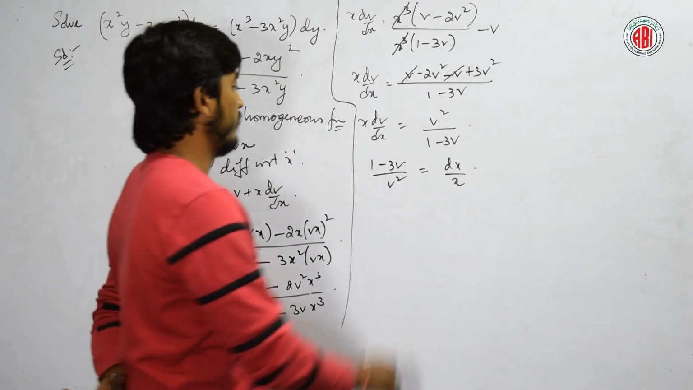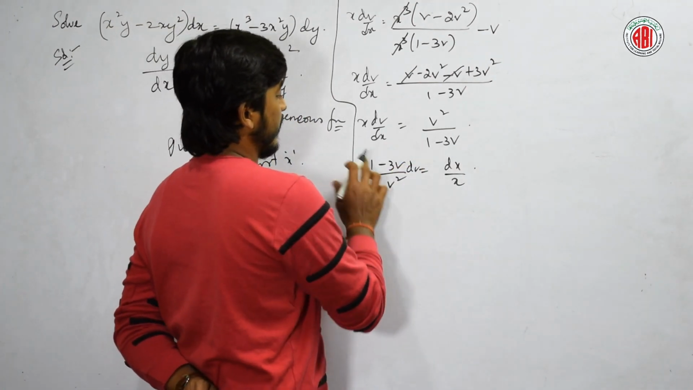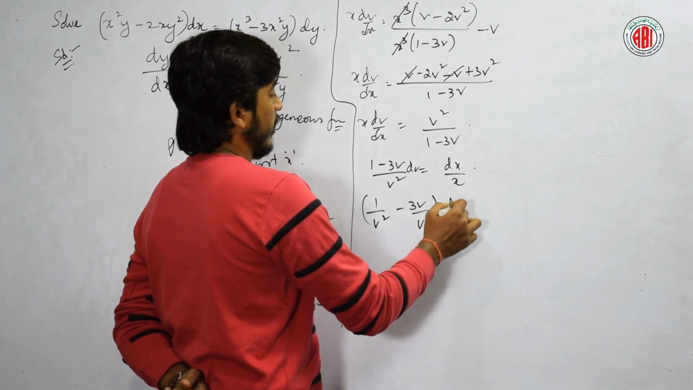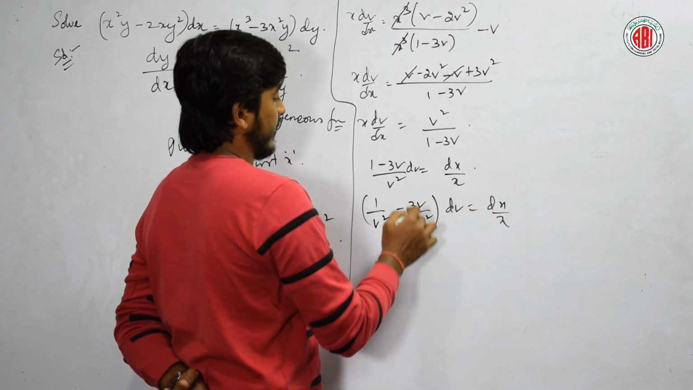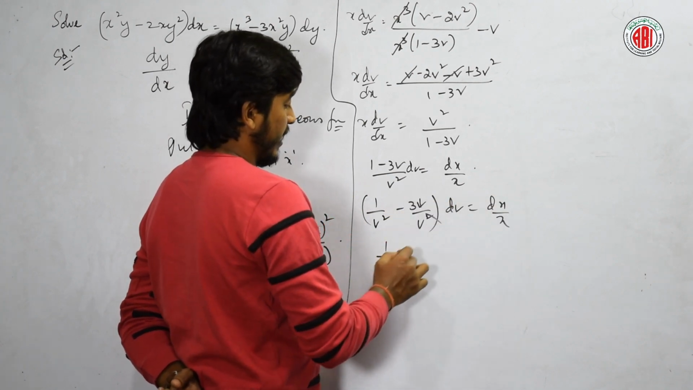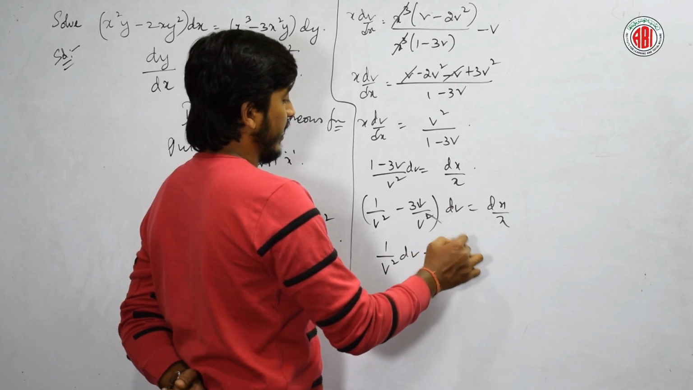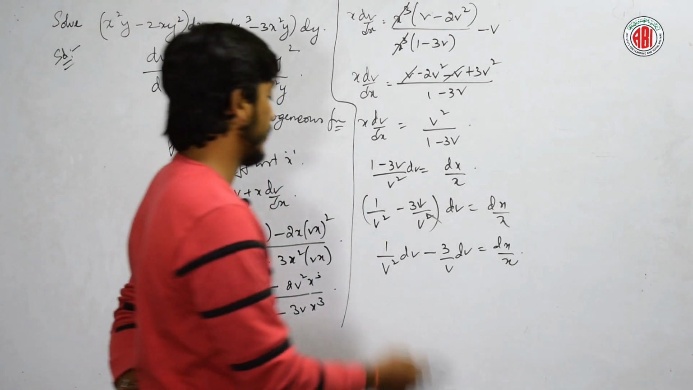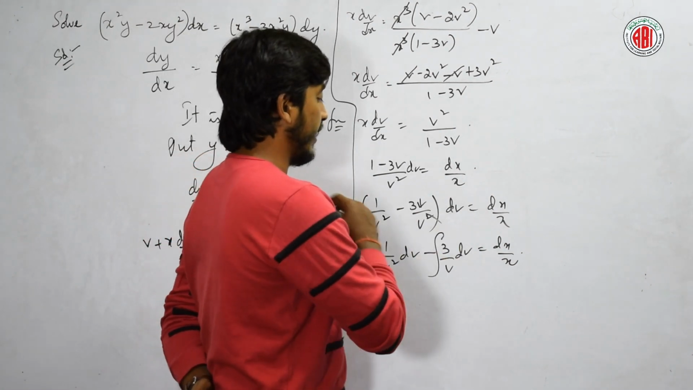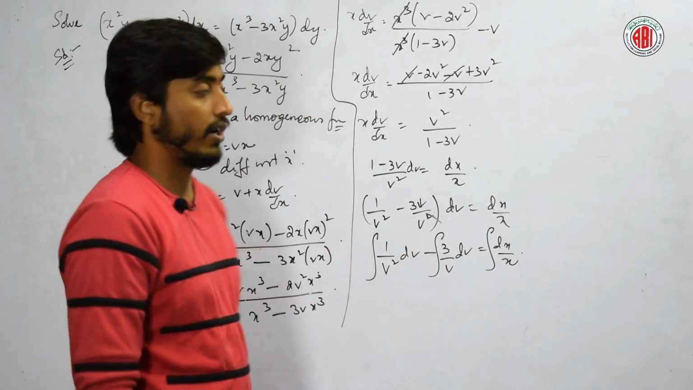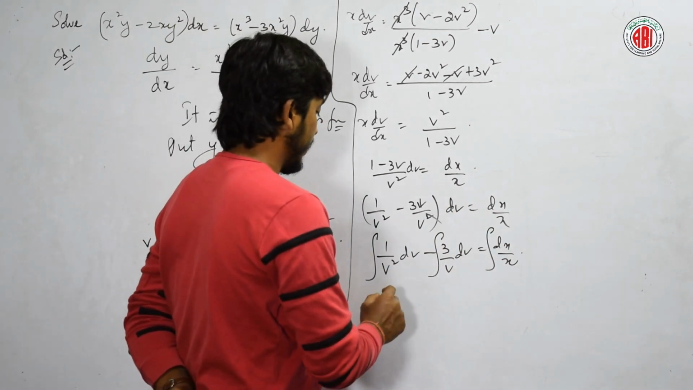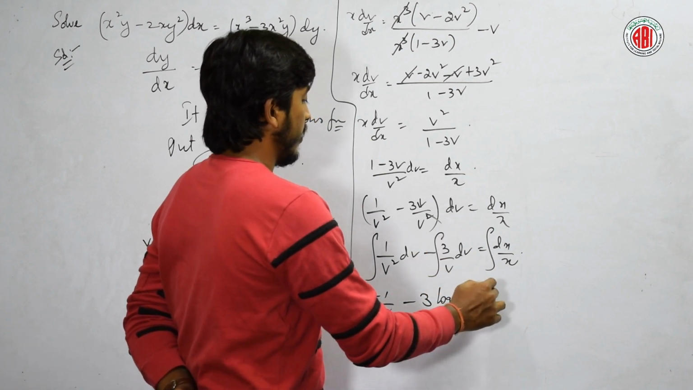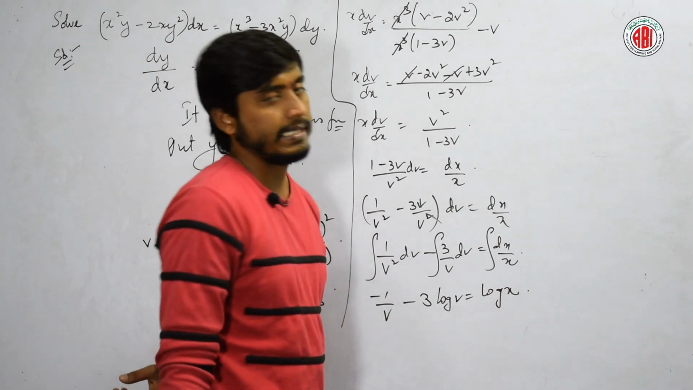Is it? This is dv. Can I separate LCM? 1 minus v square minus 3v by v square into dv equal to dx by x. Right? 1 minus v square dv minus 3 by v dv is equal to dx by x. Now let us integrate on both sides. Integral 1 by v square, integral 3 by v, integral dx by x. What is it? 1 by v square's integration is minus 1 by v. 1 by v's integration is log v. 1 by x's integration is log x.